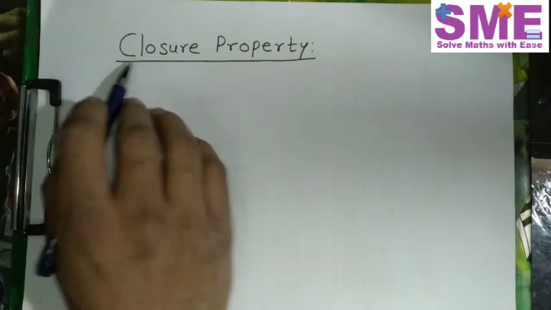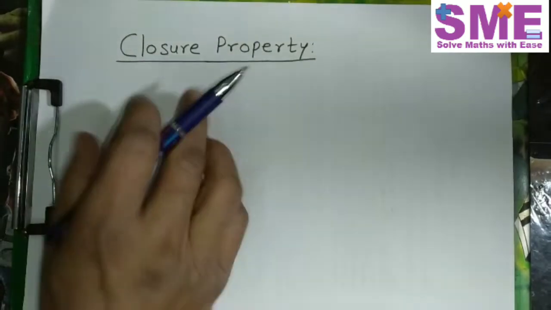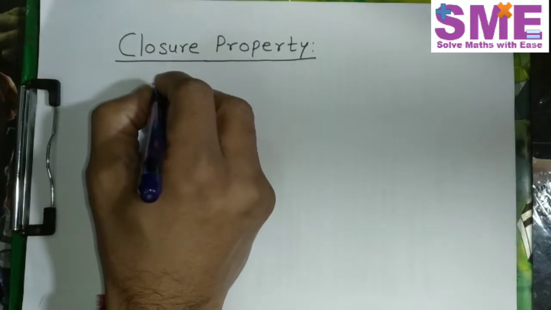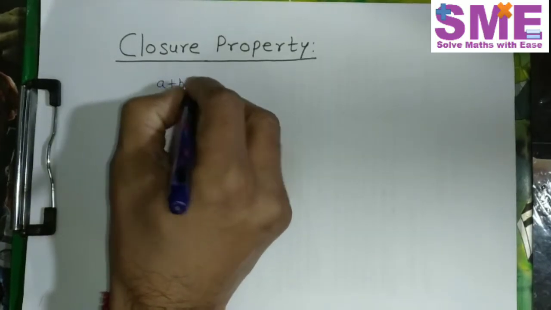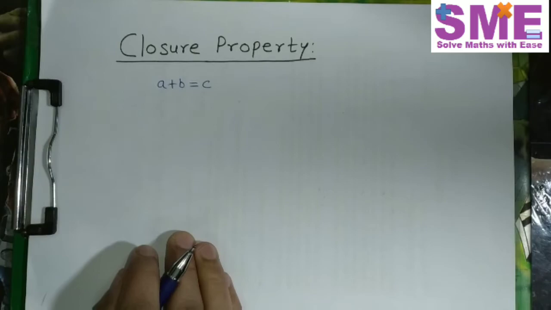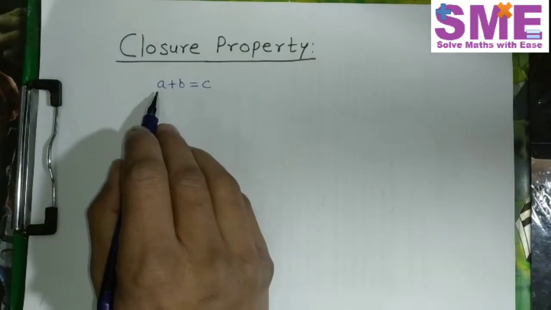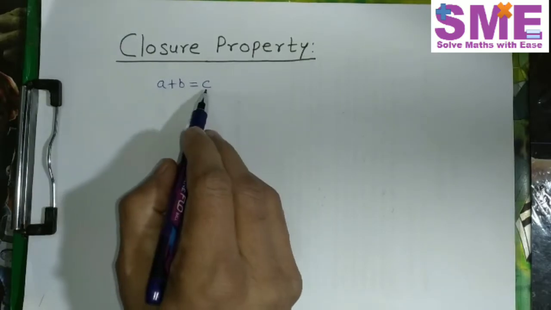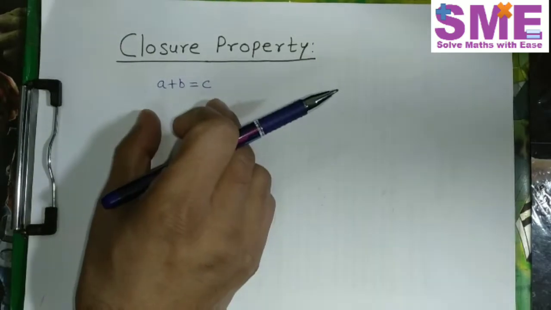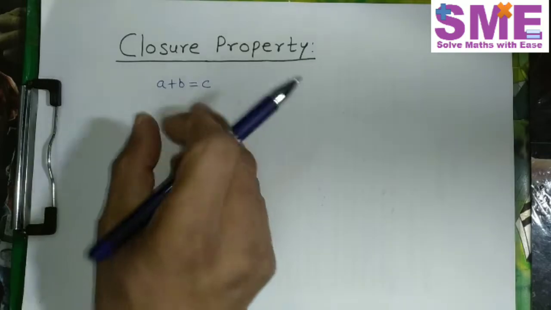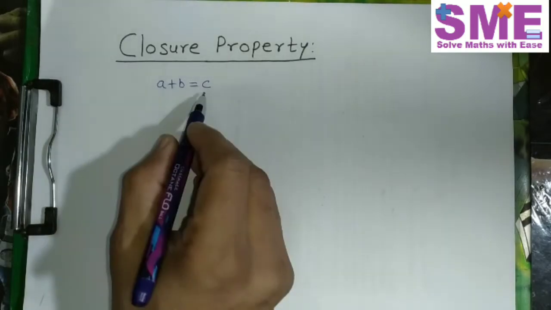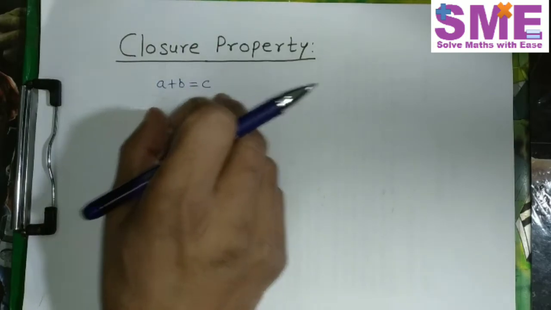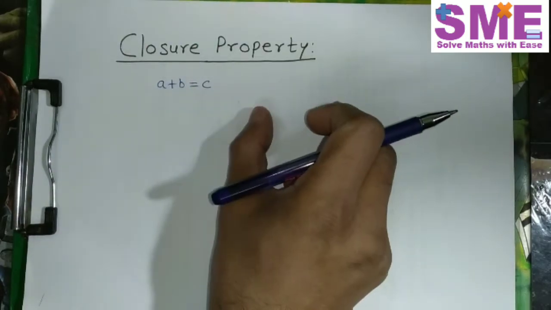So let us first discuss the closure property. What is the closure property? Suppose I perform any operation, say a plus b is equal to c. Suppose a is a whole number and b is also a whole number, and the sum which comes out also is a whole number, then we can say that whole numbers are closed under addition. So the closure property for addition holds true for whole numbers.